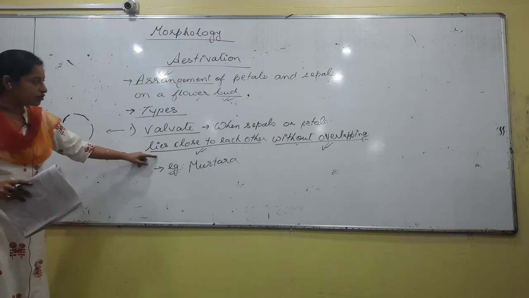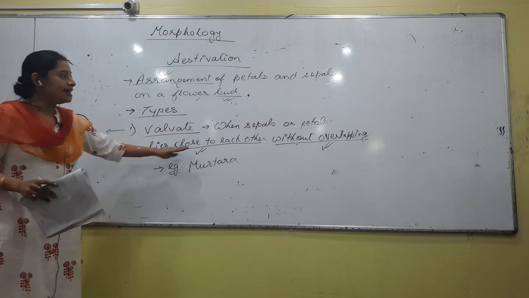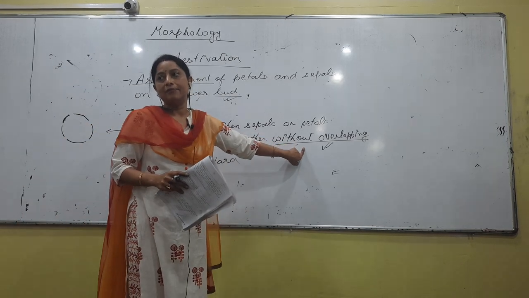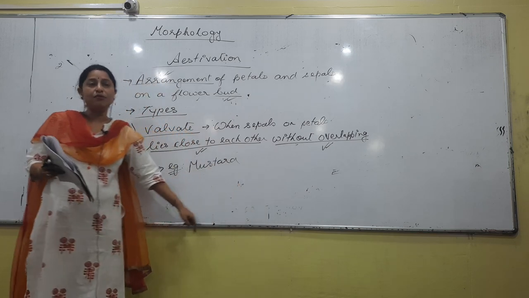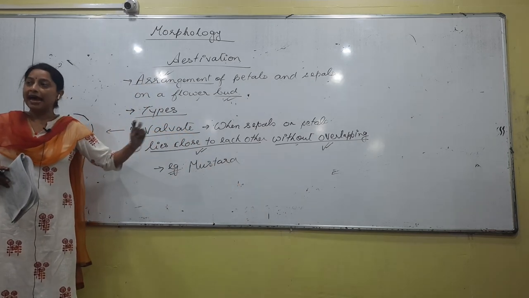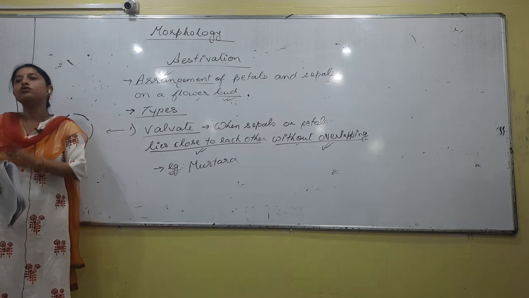And what is the most important point about this? The petals lie close to each other, the first point. Second point, without overlapping. Right, a question can come: identify the estivation in which the petals or sepals lie close to each other without overlapping.